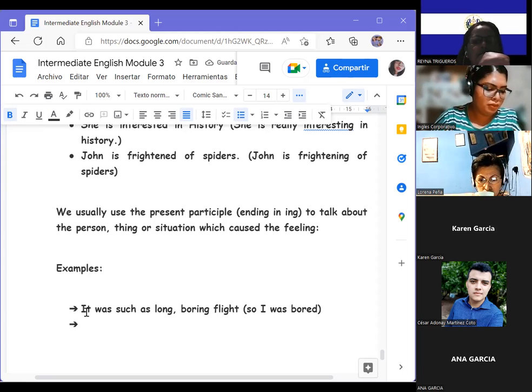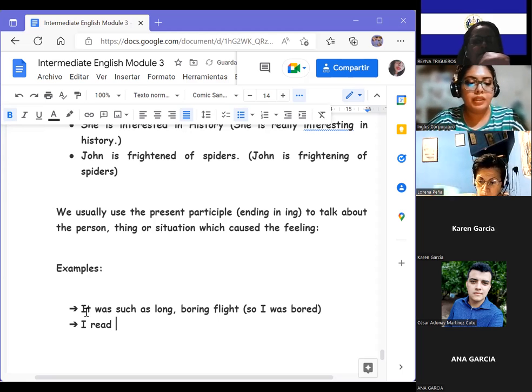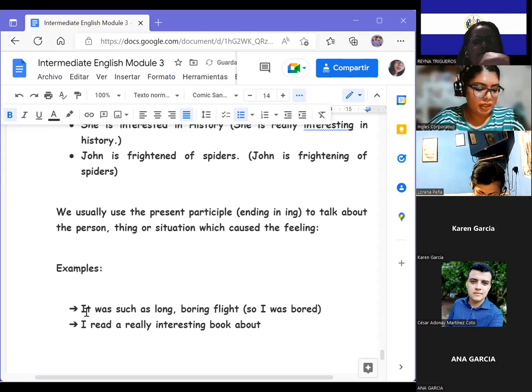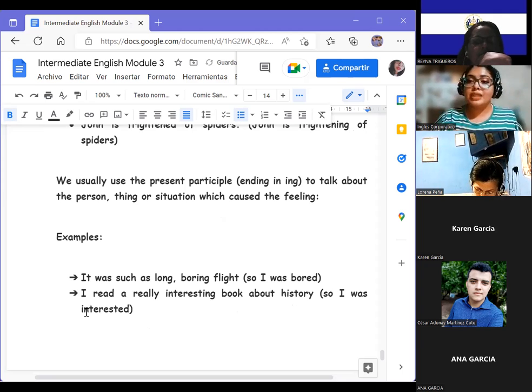Next one. I read a really interesting book about history. So I was interested. So, because I read that interesting book, I feel interested in history.